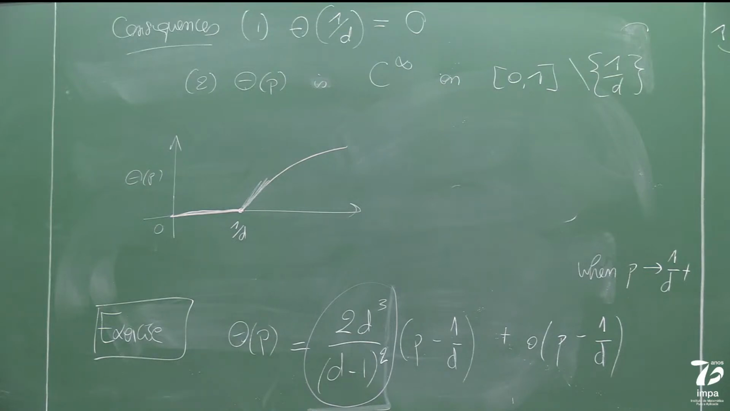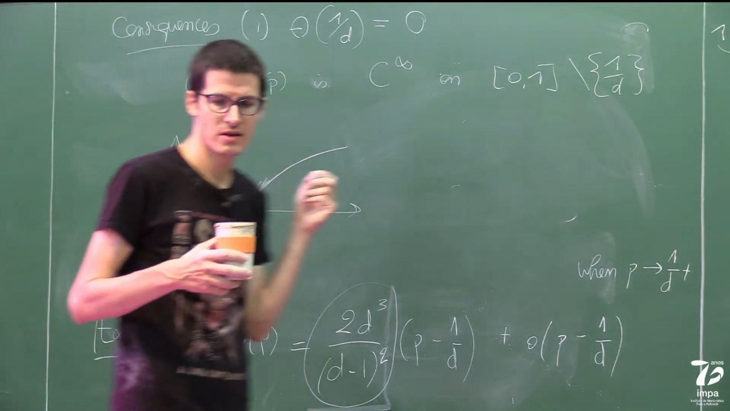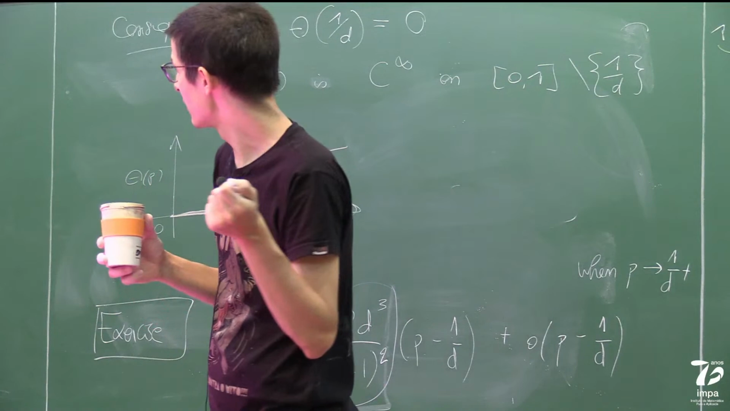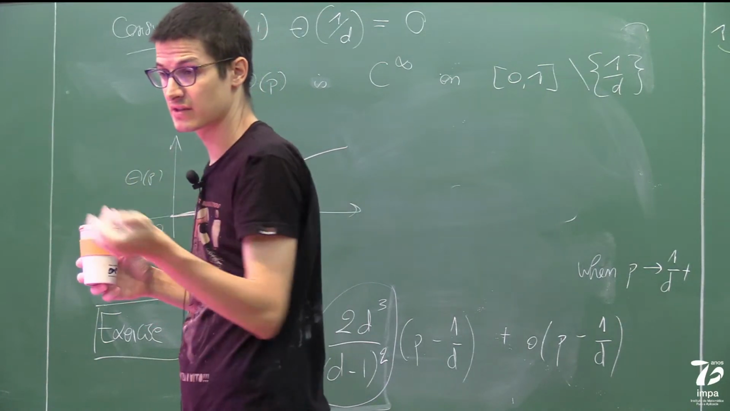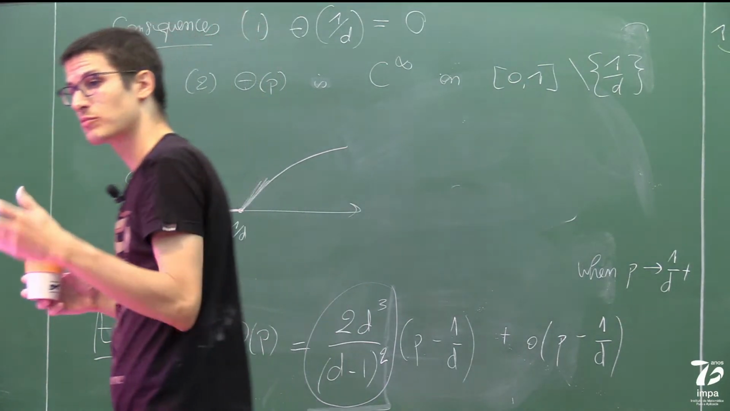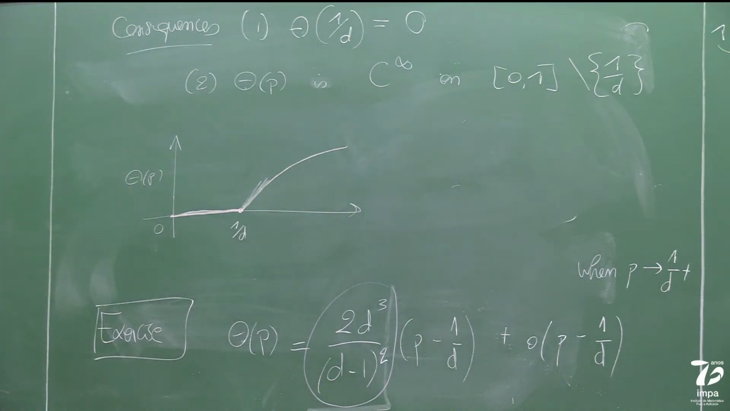So now we are going to move back to the general case and with more focus on ZD. So far what we have seen is that there exists a value of p under which the probability that a point is connected to infinity is equal to 0, and above which the probability that the point is connected to infinity is positive.